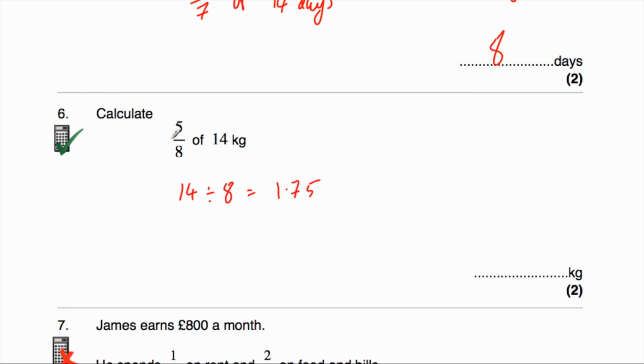Then we're going to multiply by the numerator, multiply by the top. So we're going to take our 1.75 and we're going to multiply that by 5. And 1.75 multiplied by 5 would be equal to 8.75. So our answer is 8.75 kilograms. And that's it. So 5/8 of 14 kilograms is 8.75 kilograms.